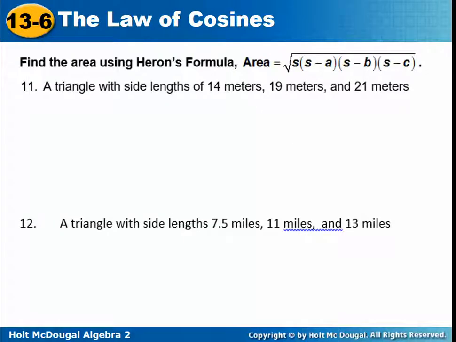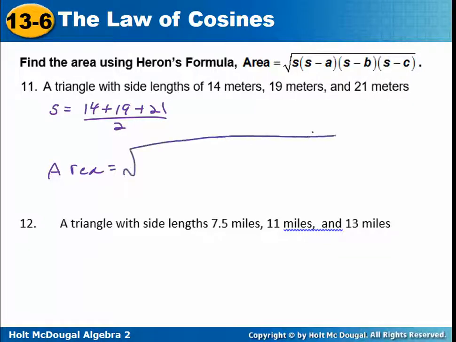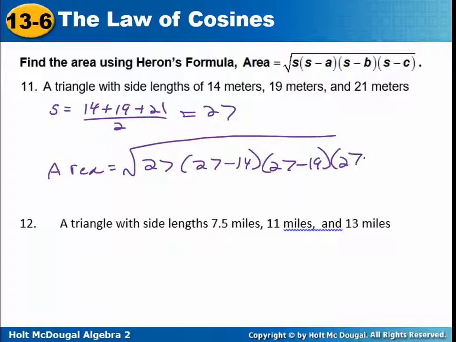Okay, so here's a couple problems from your assignment. And remember, the first thing you have to do is find S, which is the perimeter divided by 2. So you find that first, and then once you know what S is, then you're ready to plug that into the formula. So let's see, S is 14 plus 19 plus 21, which is 54, divided by 2 is 27. So now we know what to use for S. So 27, and then we go 27 minus 14, 27 minus 19, 27 minus 21. And then we just simplify.